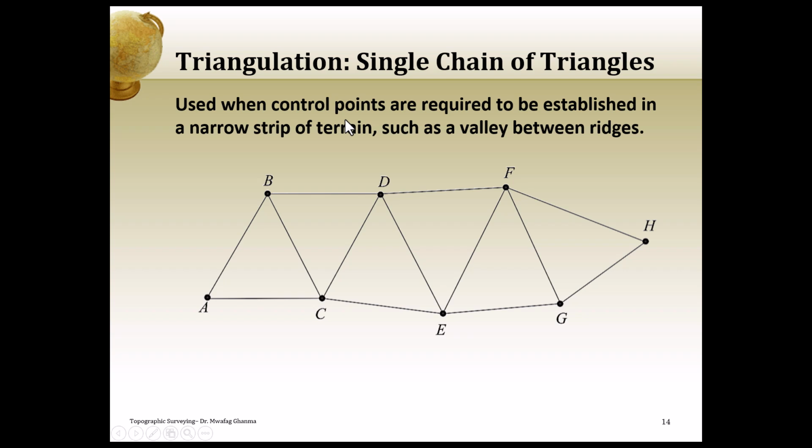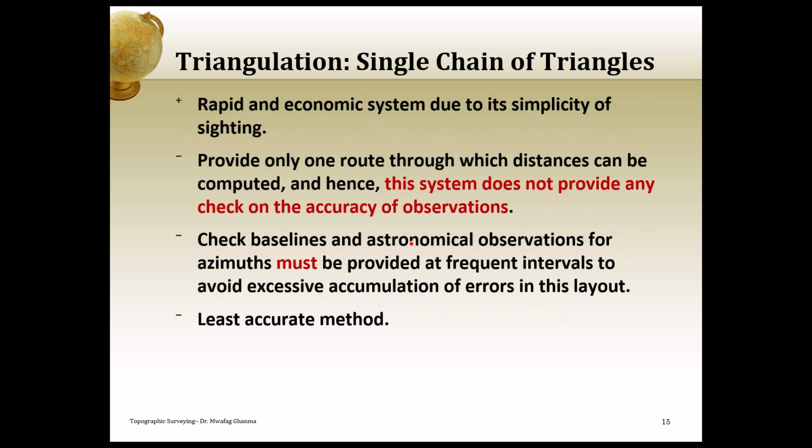In the single chain of triangles, simply the triangles are joined together in a simple configuration. One triangle is joined to the other, and then another one and another one. This is a very suitable configuration when we are doing something like a valley between ridges. When we have a narrow strip of the terrain, then this is a perfect choice. Also, it is a rapid and economic system. Why? Because it is simple to design and simple to measure in the field.